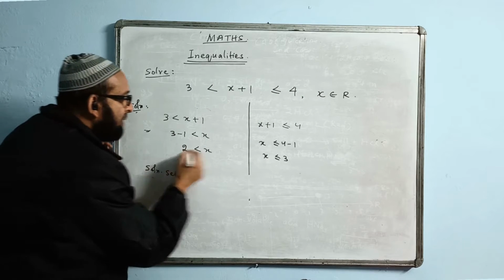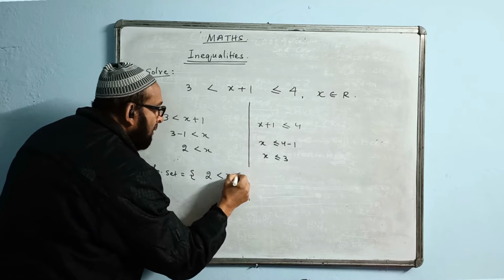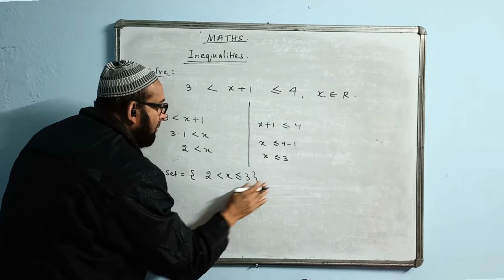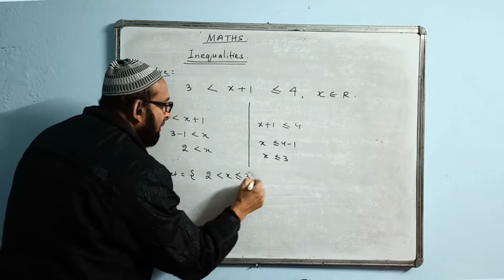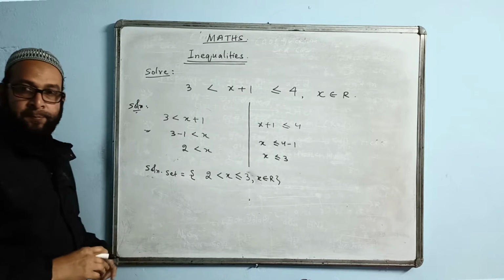Then we will be combining this one and this one together, right? That is 2 less than x less than equal to 3. And here you can write x belongs to R, real number. This is how we will be writing the solution set.